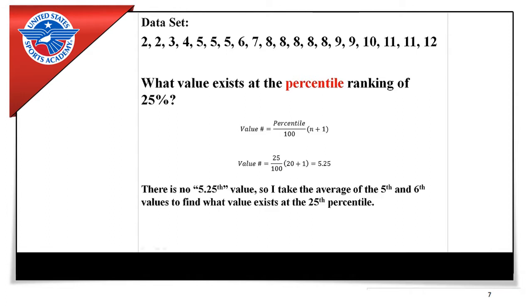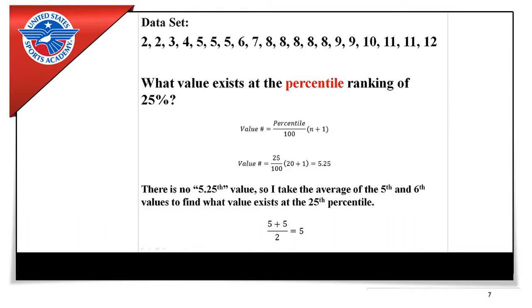But that doesn't really make any sense. I mean, there could be a fifth value or a sixth value, but there is no 5.25th value. So if you end up with something like that that isn't a whole number, you can just take the average of, in this case, the fifth and the sixth. And whatever that average is, that is what exists at the 25th percentile.